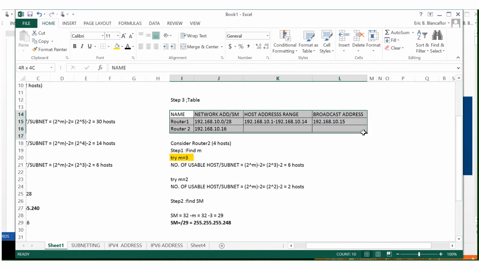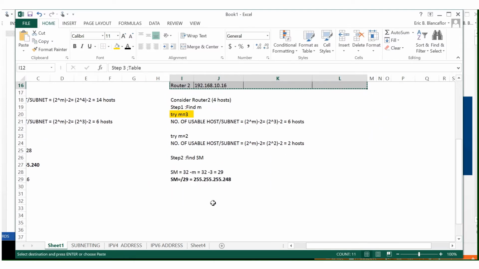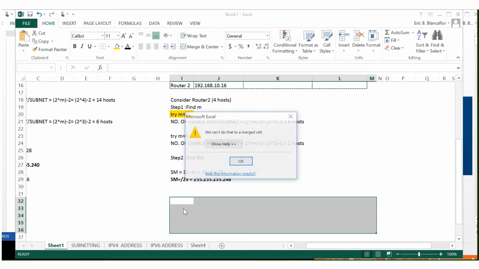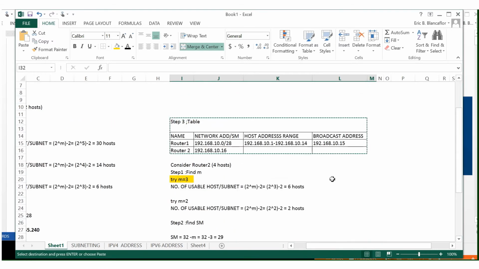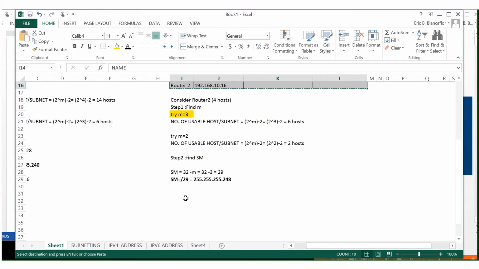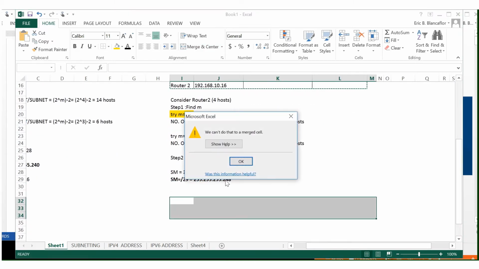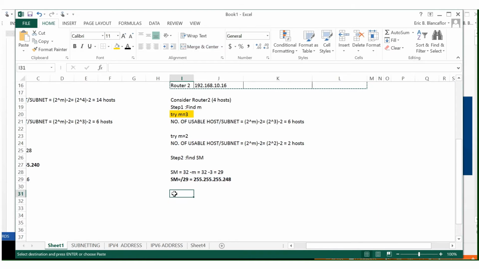Okay? And then the last is the table. Step 3 is this table here. Okay? I'll just copy this part here. And the last is the table. Ay, ayaw. Okay.